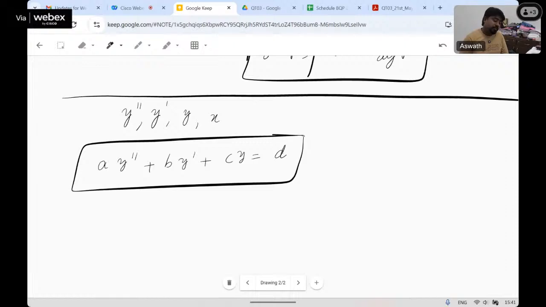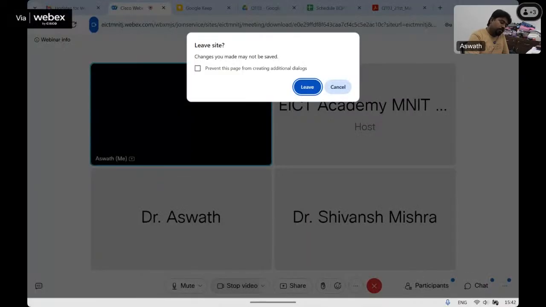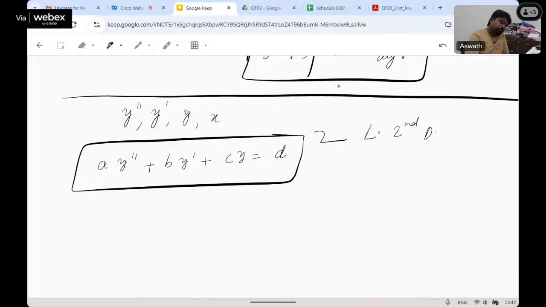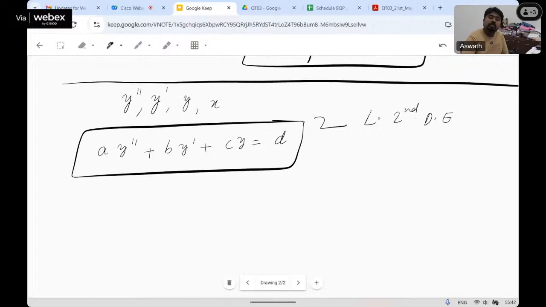This is a second order linear differential equation, because y double prime, y prime and y, none of them are multiplying each other, they are not coming together. That's why I can simply say it's a linear second order differential equation. In this case, what you can try is you can just guess. Now there are constants involved here.